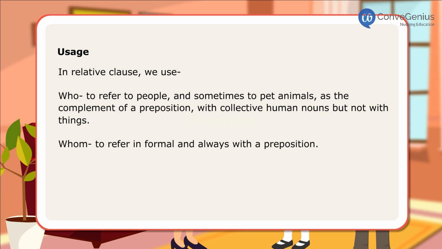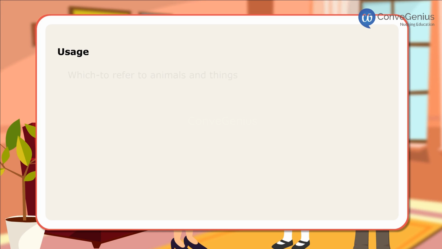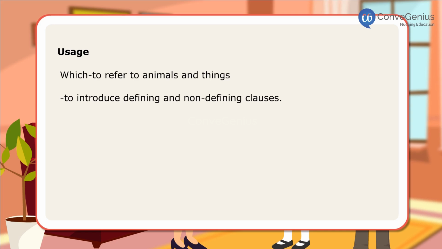Whom to refer to people in formal usage, and always with a preposition. Whose to indicate possession by people and animals, with a preposition before a relative pronoun. Which to refer to animals and things, to introduce defining and non-defining clauses, and when the clause refers to a whole sentence.